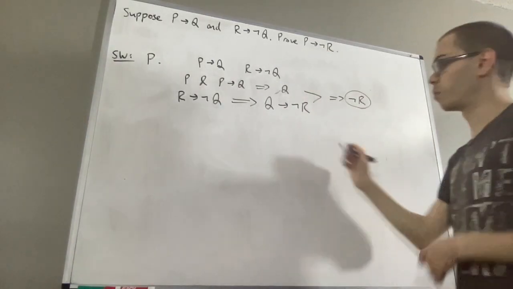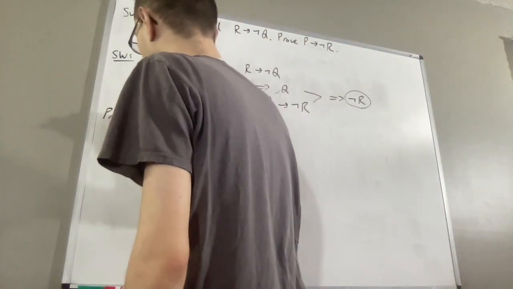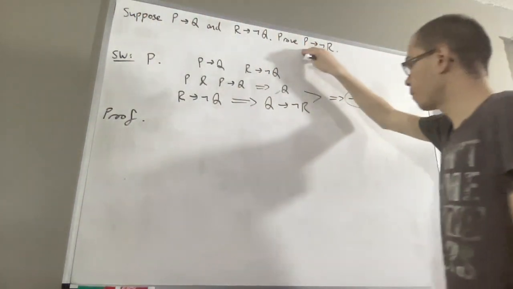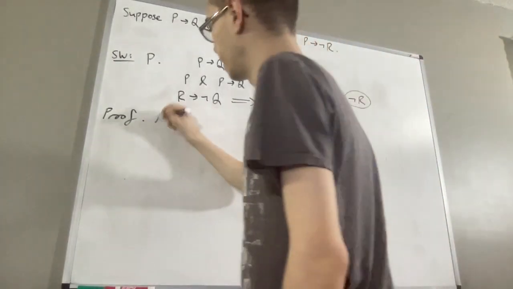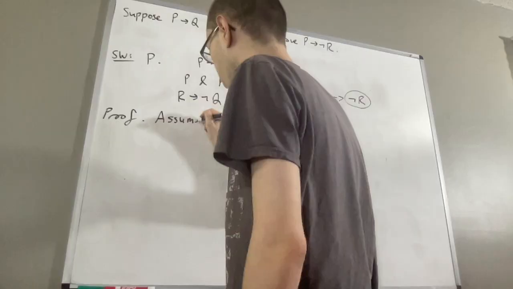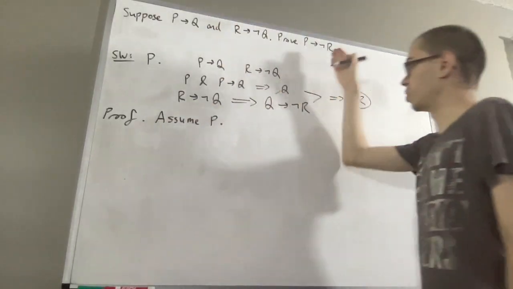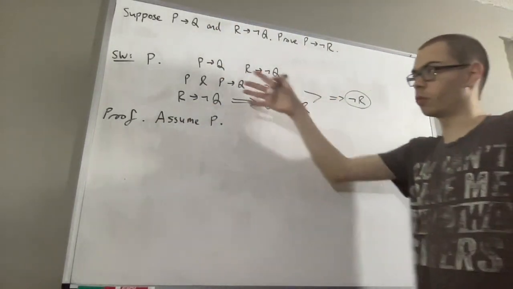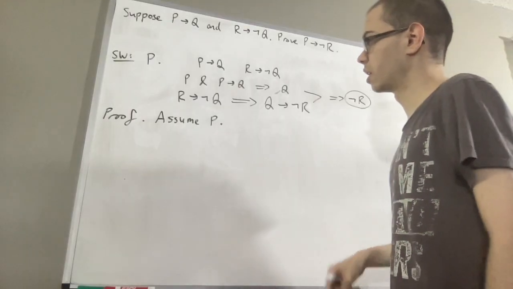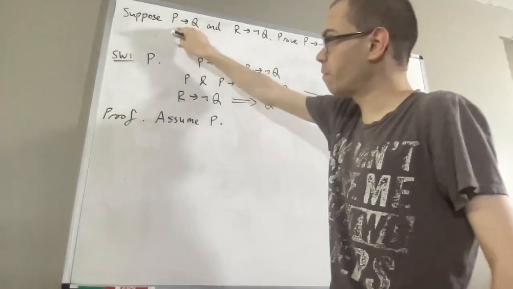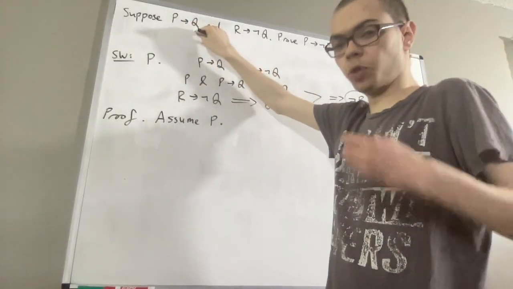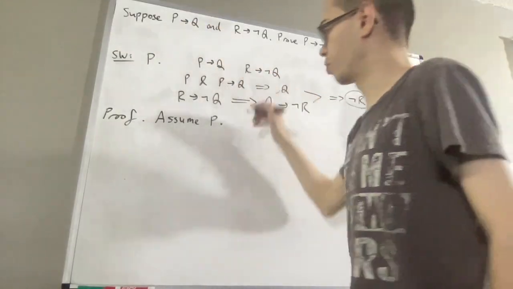So now let's write up the proof. So we're proving if P, then not R. And the way we're doing that, we're making the assumption that P is true, and we'll logically deduce that not R is true, following what we did in our scratch work. So, since we know that P is true, and we know if P is true, then Q is true, we used modus ponens to conclude that Q is true.